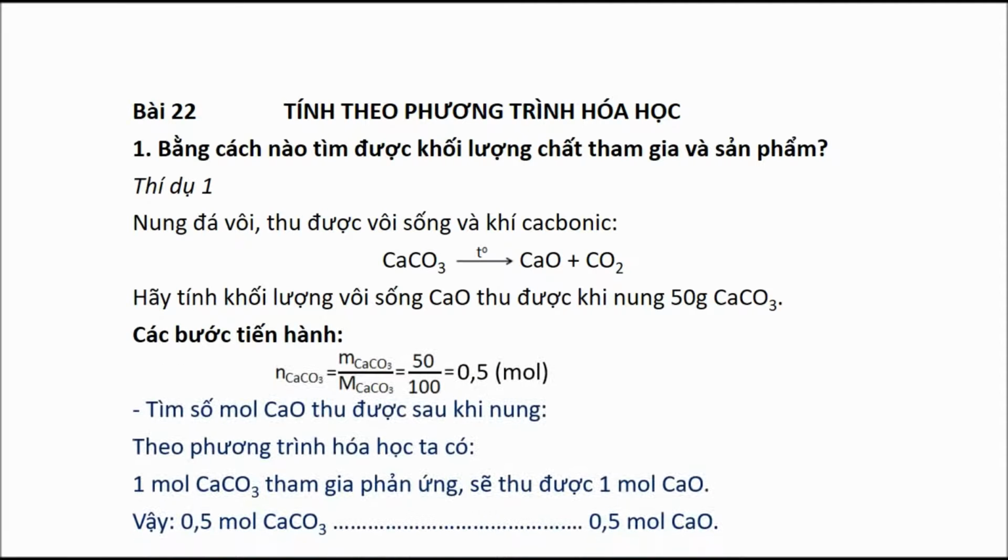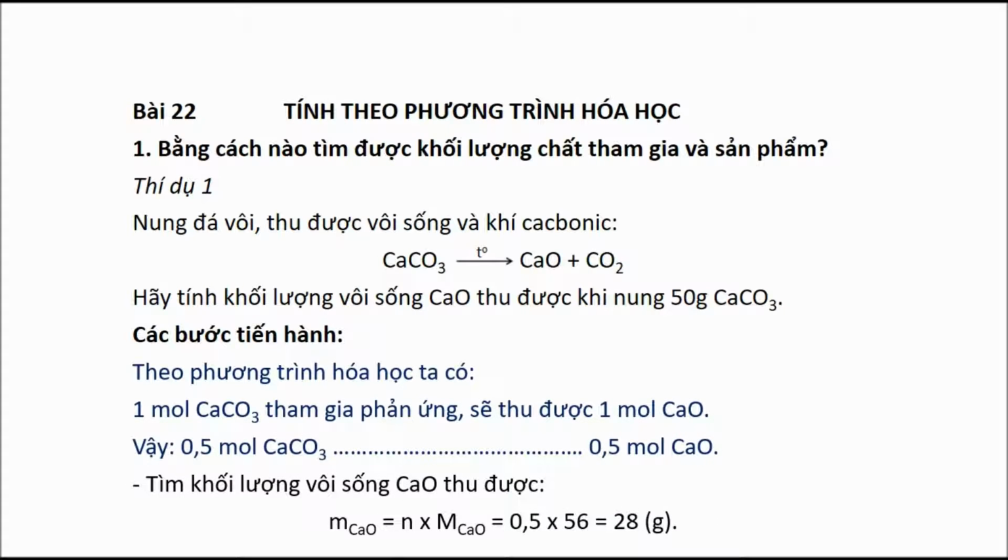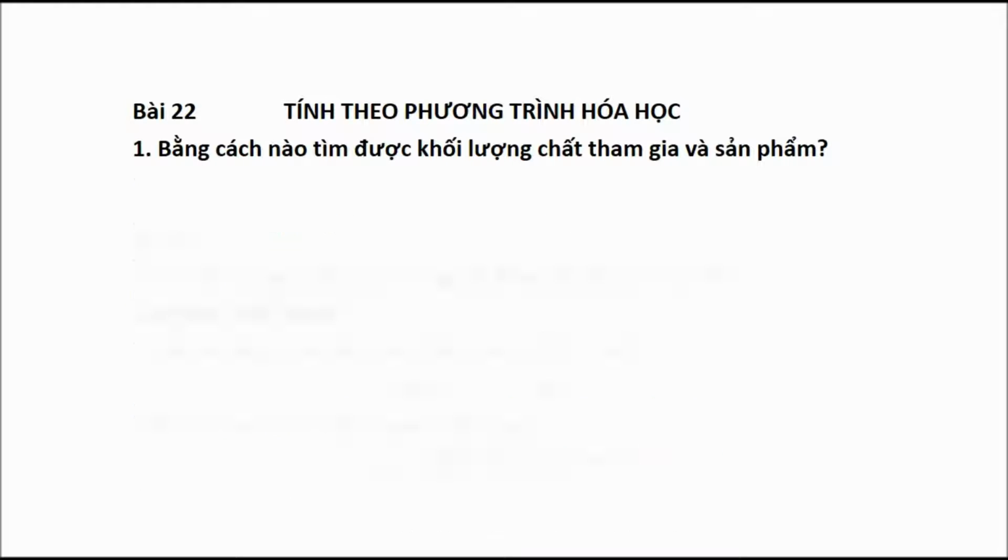Find the number of moles of CaO obtained after calcining. From the chemical equation, with 1 mole of CaCO3 taking part in the reaction, 1 mole of CaO is obtained, leading to the conclusion that a half mole of CaCO3 produces a half mole of CaO. Find the mass of obtained quicklime CaO. mCaO equals n multiplied by MCaO equals 0.5 multiplied by 56 equals 28 grams.